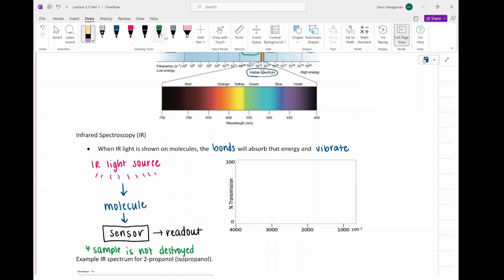The y-axis is percent transmission. So that's the transmission of the IR light that reaches the sensor. If there were no molecule present, then you'd have a constant 100% transmittance. So if no molecule, all light reaches the sensor.